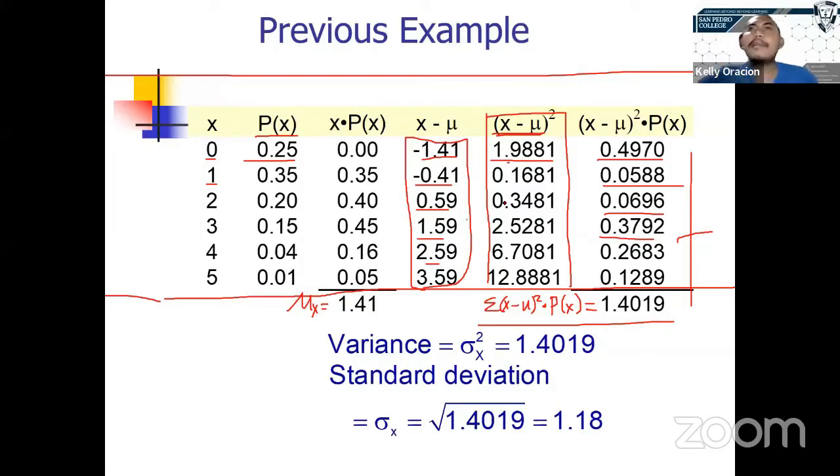When you add them all, that is our variance. And the standard deviation is the square root of variance, which is 1.18. It is similar to what we did with ungrouped data. Again, it is similar to ungrouped data.